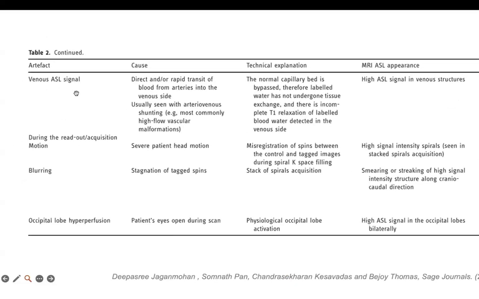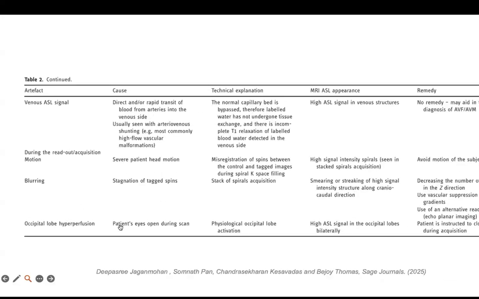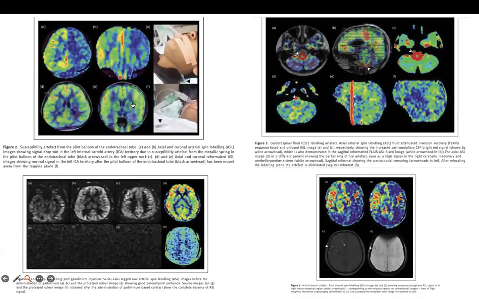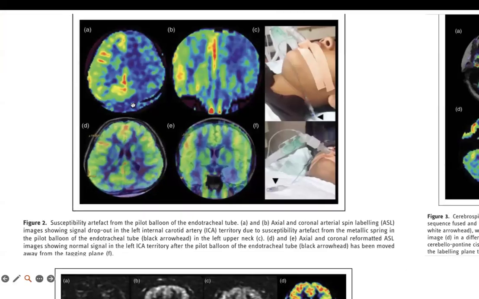And venous blood can also sometimes get labeled, which is called a venous ASL signal. In reading, severe head motion can cause artifacts, and stagnation of tagged spins can cause artifacts. And physiologically, occipital lobe hyperperfusion while the eyes are open can cause artifacts. So we will be seeing the artifacts one by one.